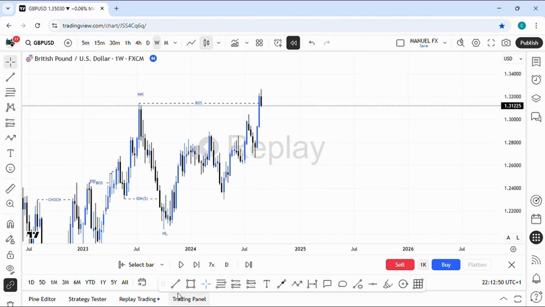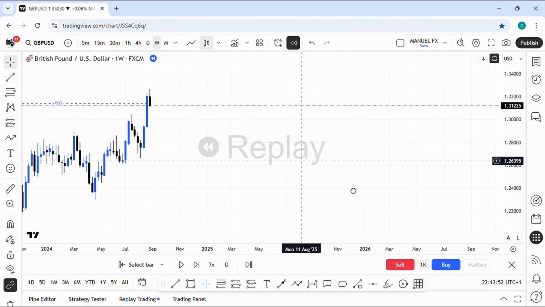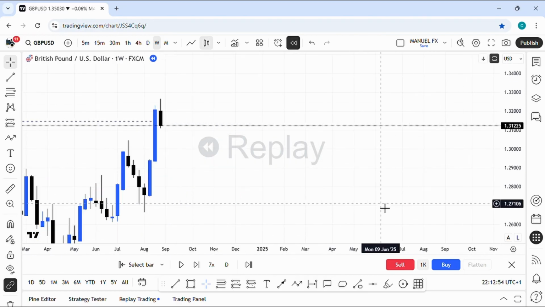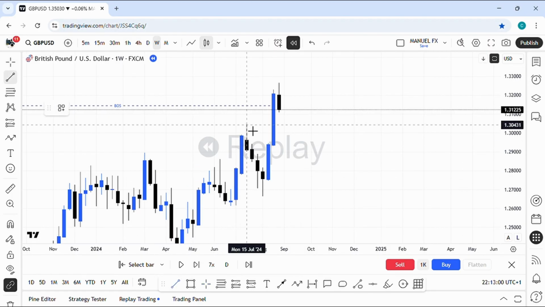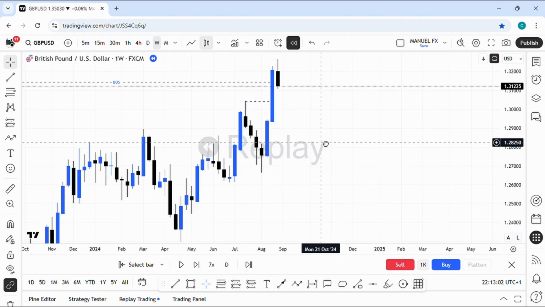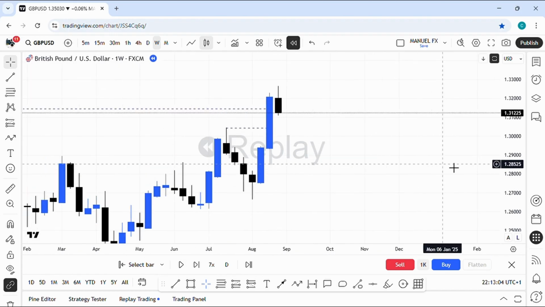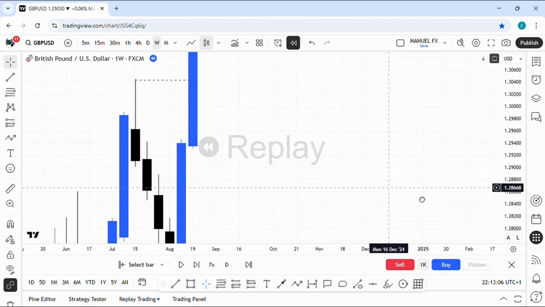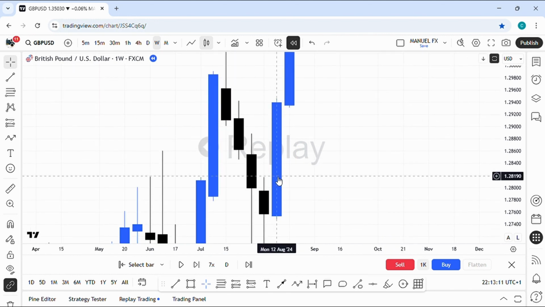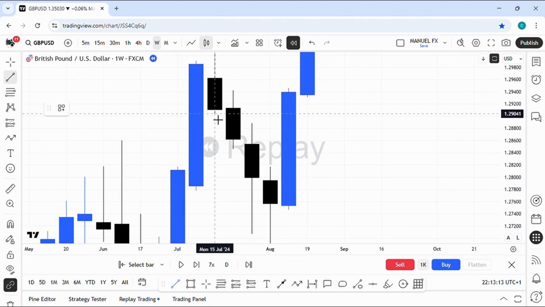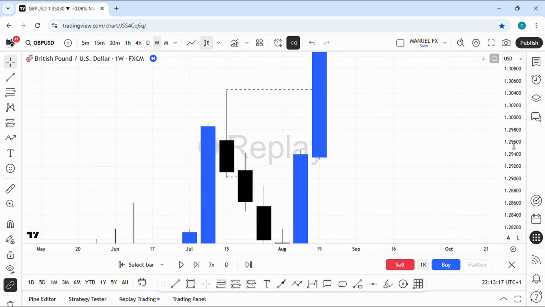So now, why is this a valid retracement? Because this is the highest candle, and the highest candle has been taken out. The high and low of this highest candle has been taken out. If you zoom in, the high has been taken out, and the low has also been taken out.